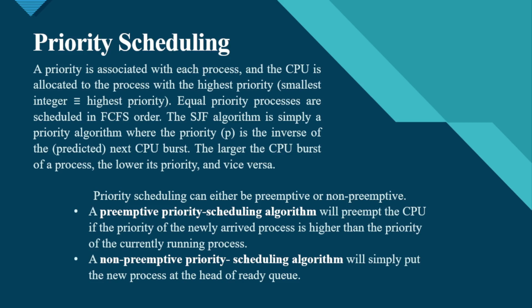Priority scheduling can either be preemptive or non-preemptive. A preemptive priority scheduling algorithm will preempt the CPU if the priority of the newly arrived process is higher than the priority of the currently running process. A non-preemptive priority scheduling algorithm will simply put the new process at the head of the ready queue.